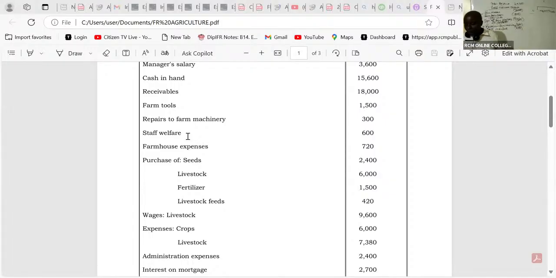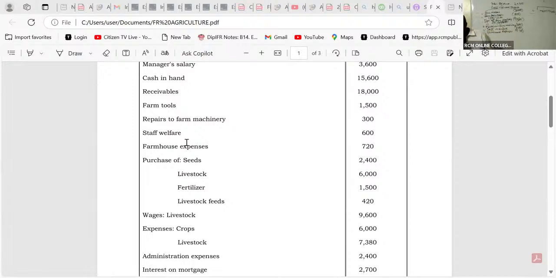Ladies and gentlemen, after staff welfare, we have in this case farmhouse expenses. And the farmhouse expenses here, they are worth how much? Farmhouse expenses are worth 720.